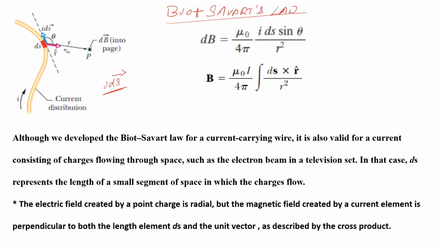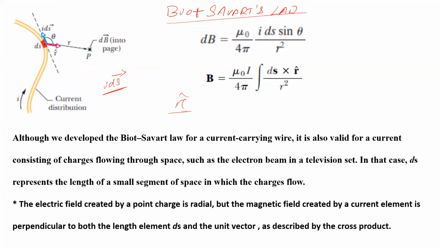If you want to calculate the magnetic field produced by this current carrying wire in the space, let us consider this point P, and we want to calculate the magnetic field at this point P. So we can put the Biot-Savart's law: dB due to this small current carrying element I ds is equal to mu 0 by 4 pi, I ds sine theta divided by r square, where theta is the angle between ds and the unit vector, r cap.